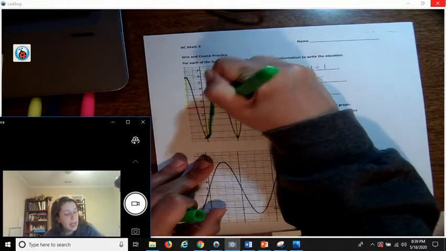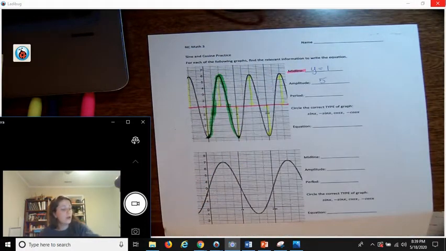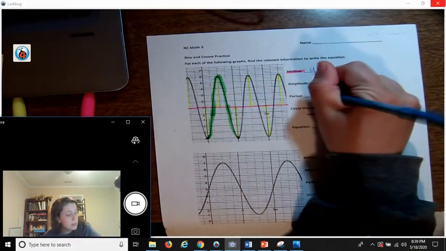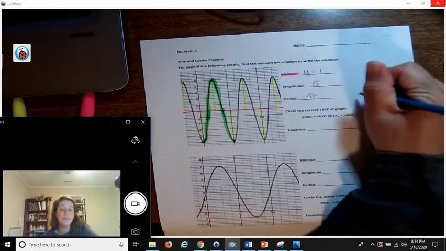Okay, and we hit everything we needed to. We hit all the pieces of the graph. Right, so my period here, it took us pi units to get there. Now remember that when we actually put this in the equation, we need the b value.